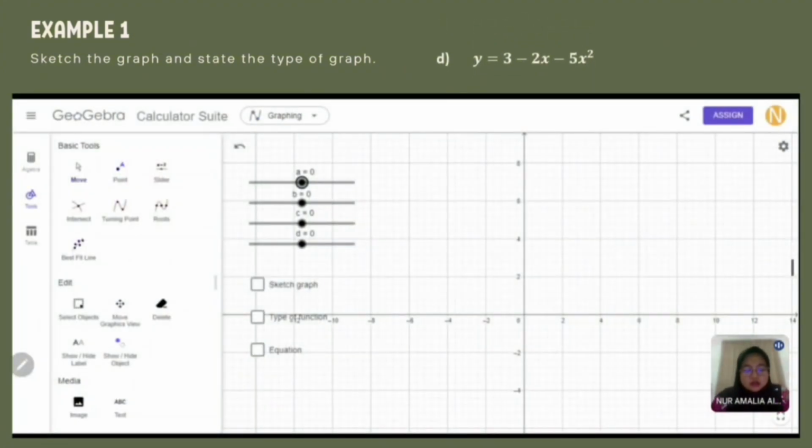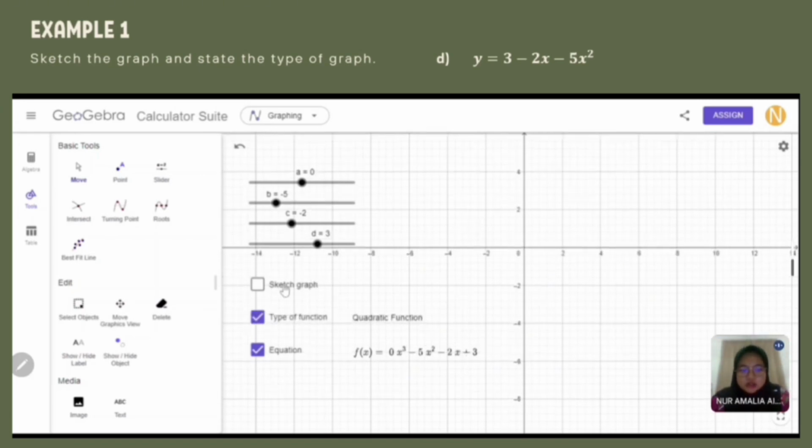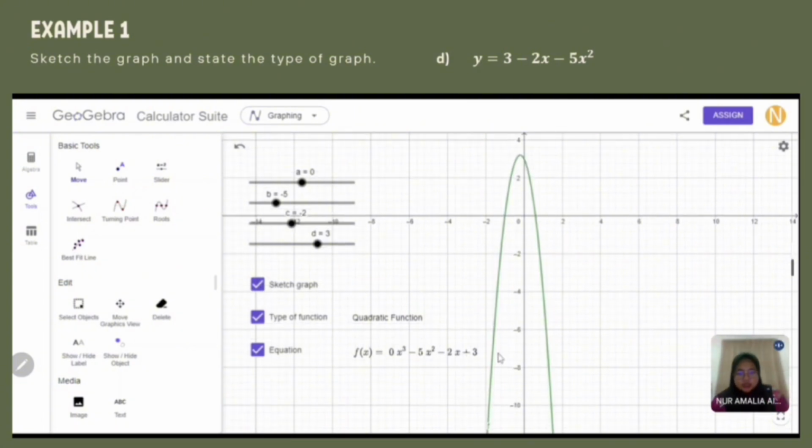And lastly, the D asks for 3 minus 2x minus 5x squared. So the constant is 3 and it has 2x. 2x is C, minus 2, and there is a square, x squared minus 5. 1, 2, 3, 4, 5. Okay, so the equation will look like this. It's a quadratic function. And how does the graph look like? It will look like this.